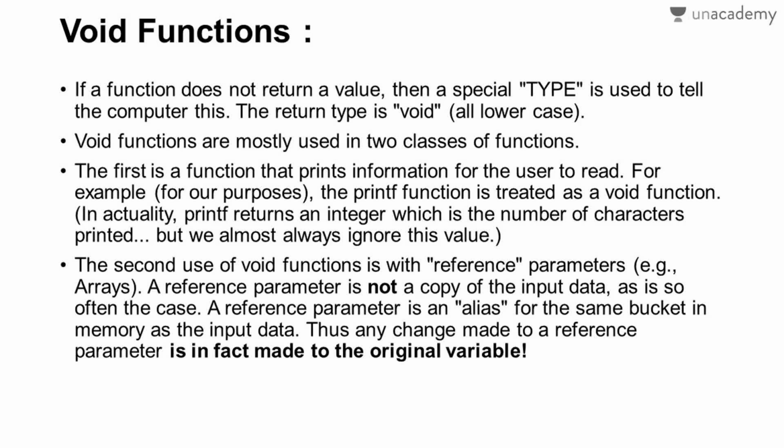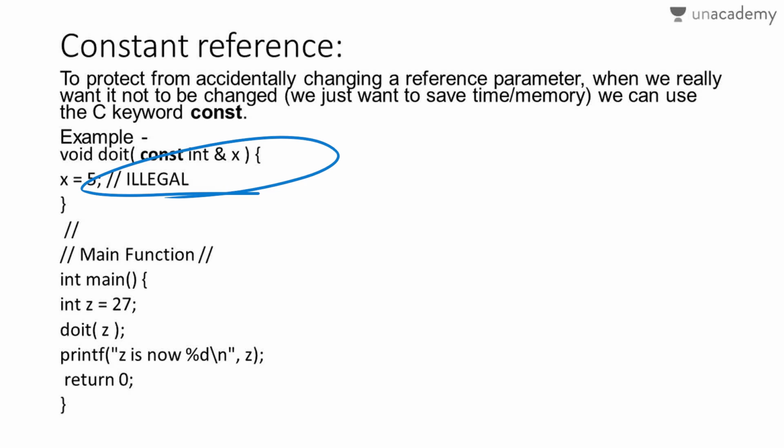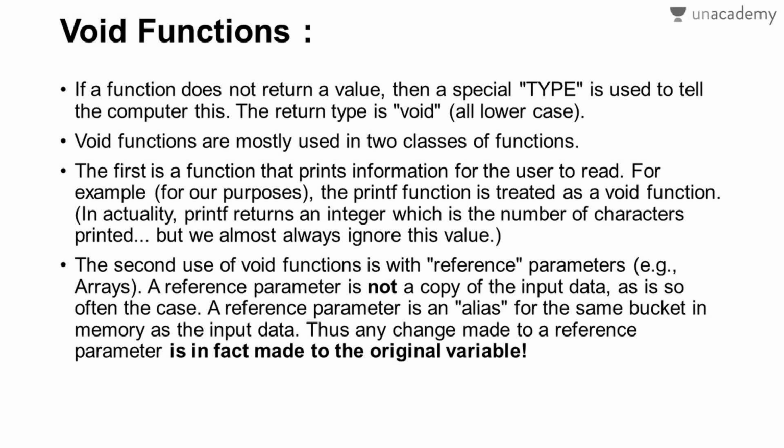Thus, any change made to a reference parameter is in fact made to the original variable. As we've seen in the constant example, here is the reference parameter, and we are sending z as 27. So the second use of void functions says that a reference parameter is not a copy of the input data, but an alias for the same bucket in memory, so any change made to it is made to the original value. In these two kinds of functions, the void function is used.